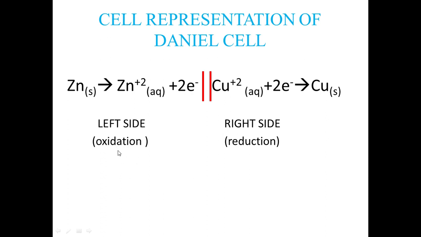First you have to write the reaction carried out in the oxidation half of the cell. Then you have to write the reaction carried out in the reduction half of the cell. So you can see here there is oxidation and there is reduction. This is the cell representation of the Daniell cell suggested by IUPAC.